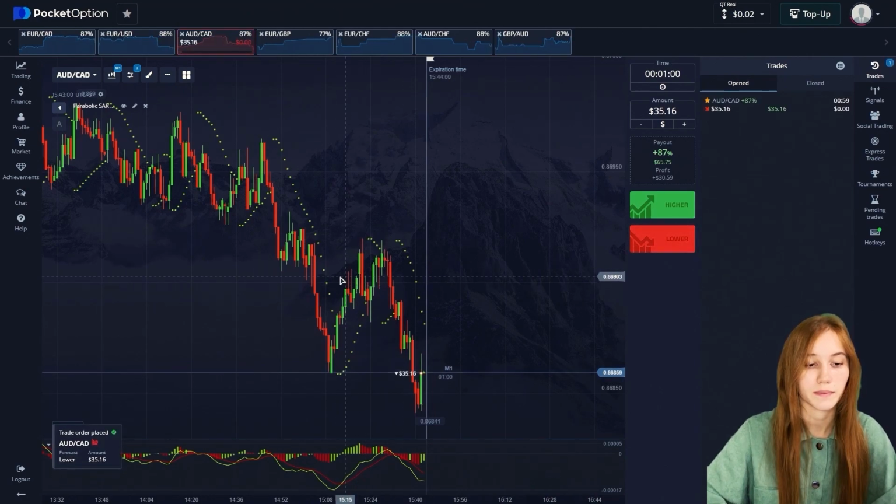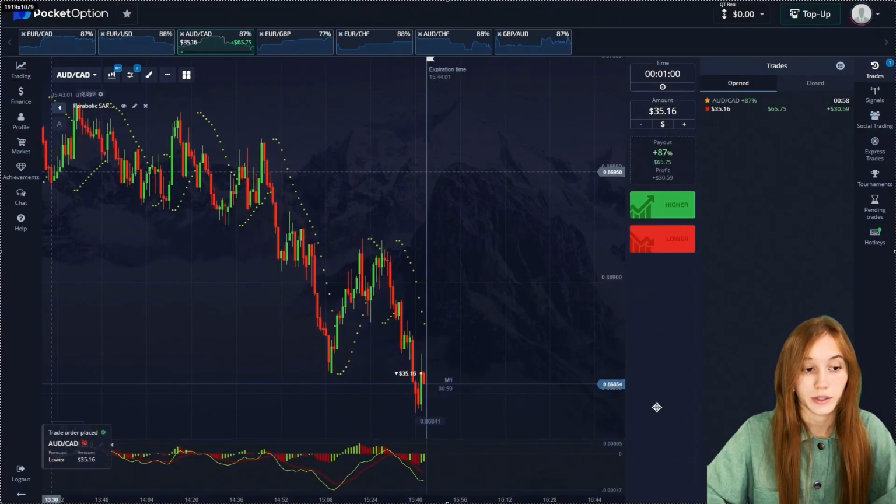We'll see shadow, big shadow. So therefore we open a deal down. We see, and by parabolic we see points stable at the upper position. It's a very important signal.